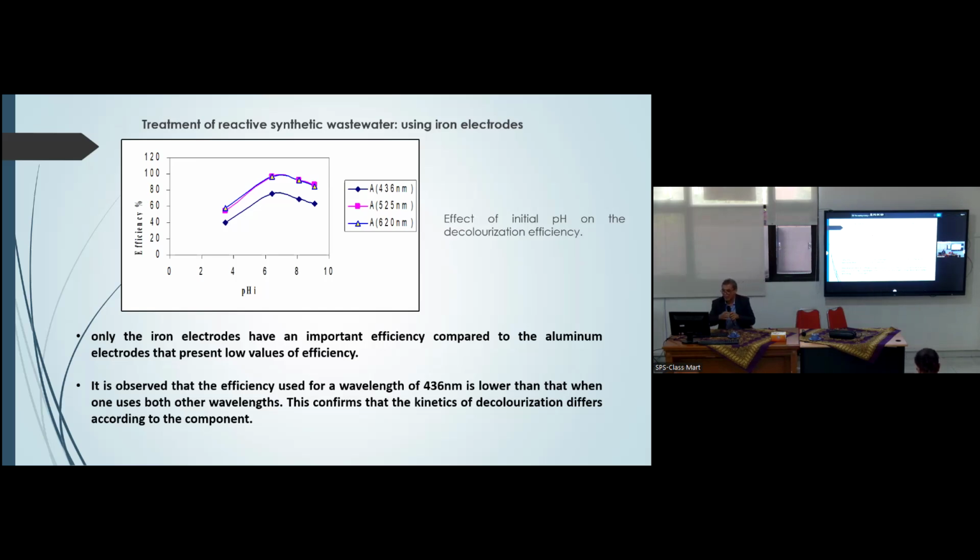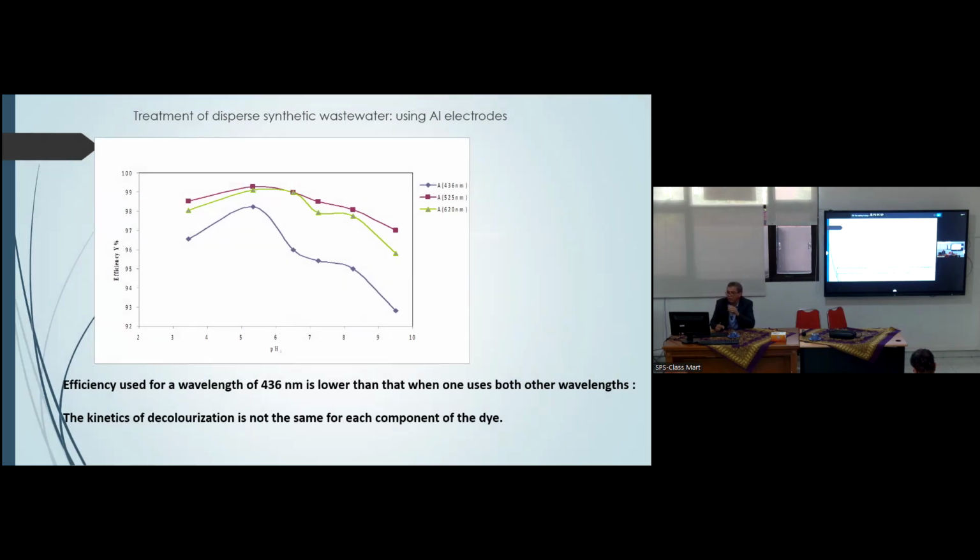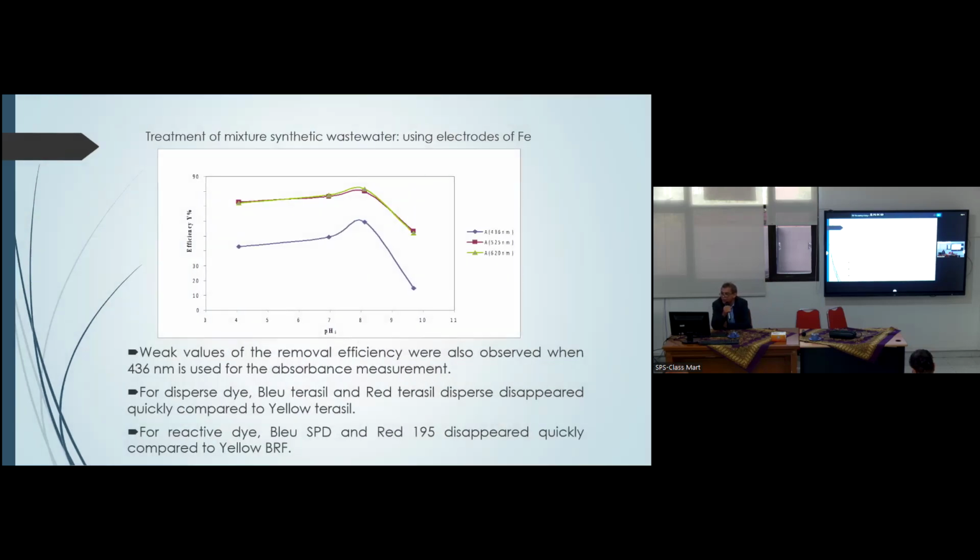Okay. And here, for synthetic reactive, we use iron. It's possible to use iron. For dispersed synthetic, used for cotton, we use especially an aluminum electrode. And the same conclusion: the yellow is removed less than the red and blue one. And for the mixture, the same, the red and the blue are more removed than the yellow.